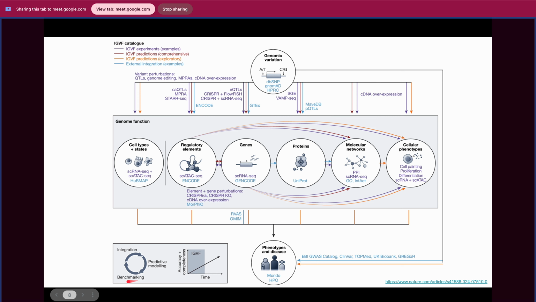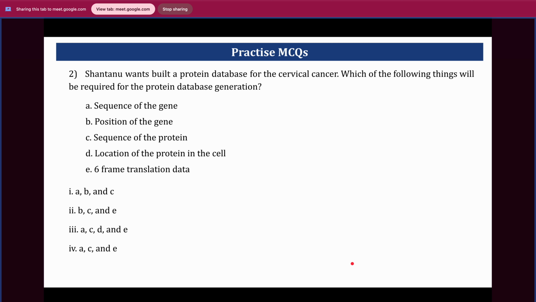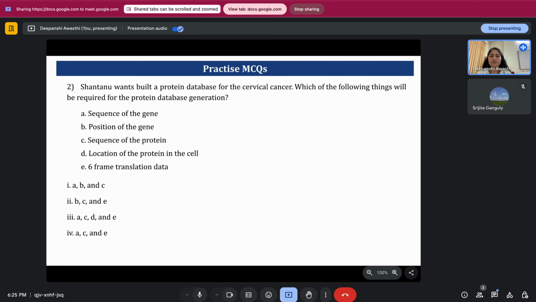So benchmarking is simply done to check whether your model is doing better or not. And then we can take the new input set and make predictions if our model is performing better. And now they have mentioned that with time, their model is performing better. So in the y-axis, they have mentioned the accuracy and completeness of their particular catalog. So yeah, with time it is improving. So this is all about the IGBF catalog. So is it clear?